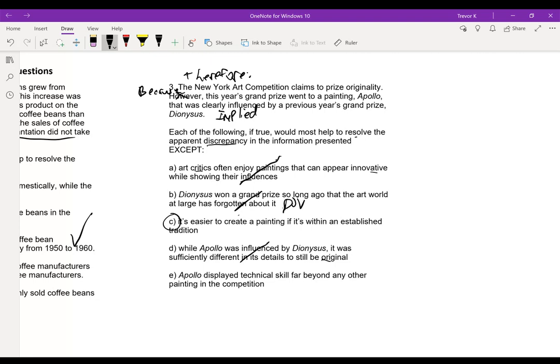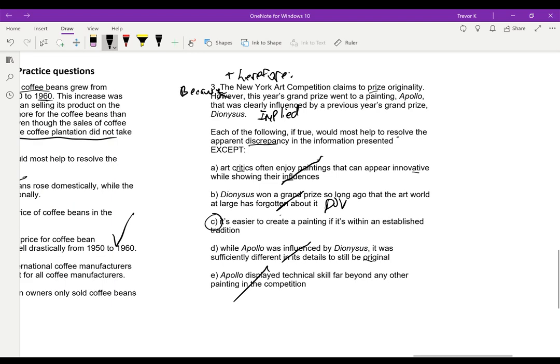Then E, Apollo displayed technical skills far beyond any painting in the competition. So here, E would also help explain it. The New York Art Competition prizes originality, but they don't only prize originality. There's other stuff that's going on there too. Here in E, we get the explanation that Apollo displayed technical skill, so it had something else that went above and beyond. So even though it wasn't the most original, it made up for it in other ways. So this would explain the discrepancy. All right, so that's pretty much it.